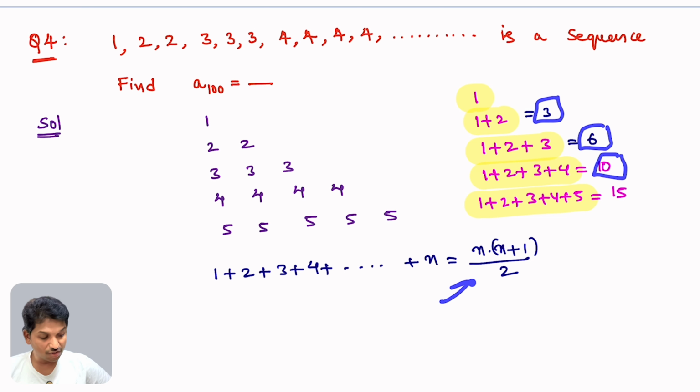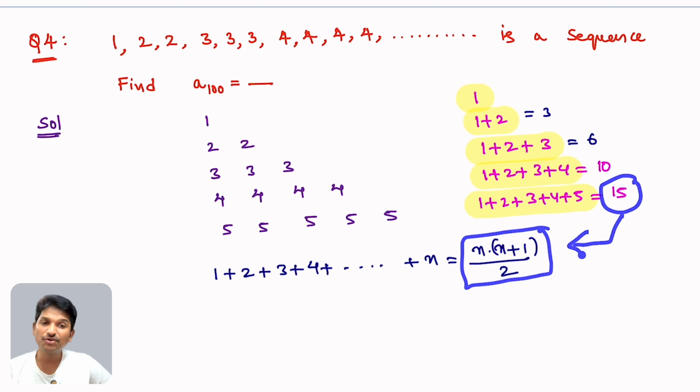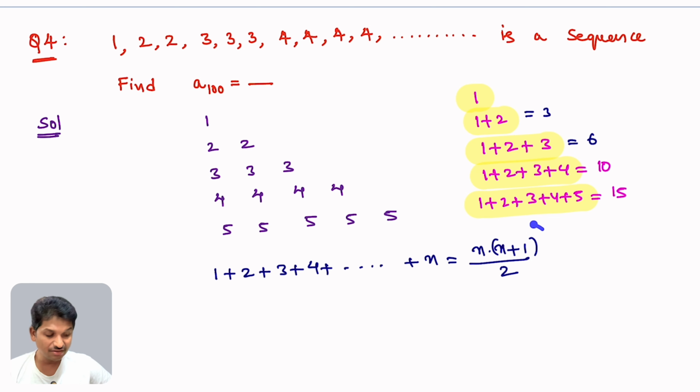In this formula, you put n equal to 3: 3 into (3 plus 1) by 2. What will you get? 6 you will get, right? So here, I want to know what the 100th term is. What I'll do is put in n values randomly and check for what value I get nearby or around 100. For what n value does this give 100, I'll check.